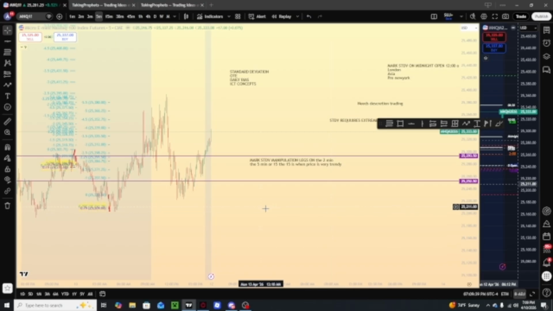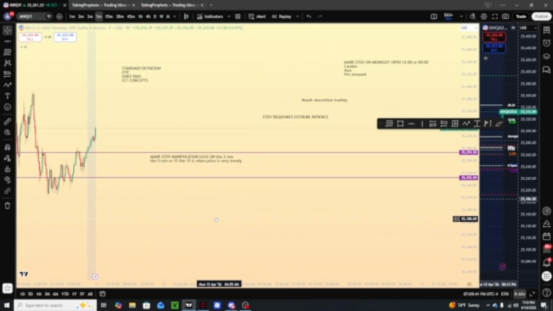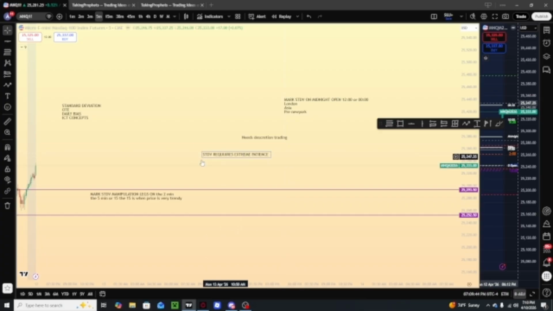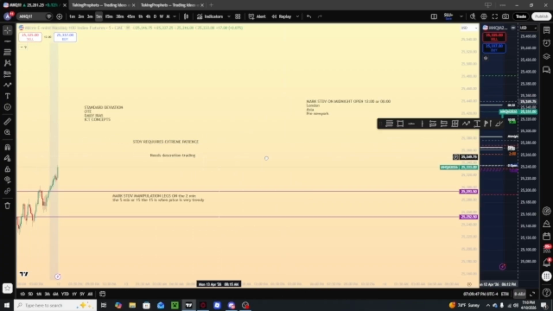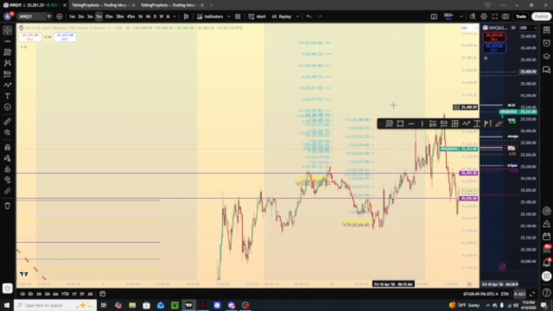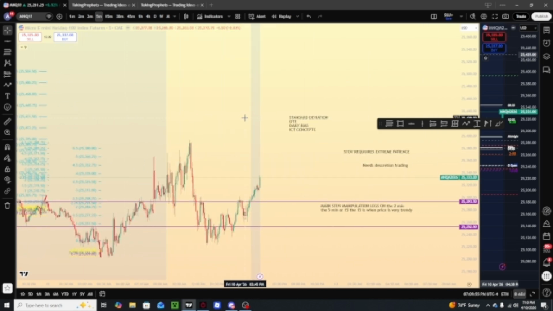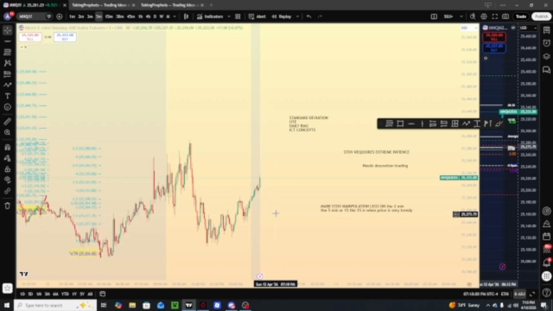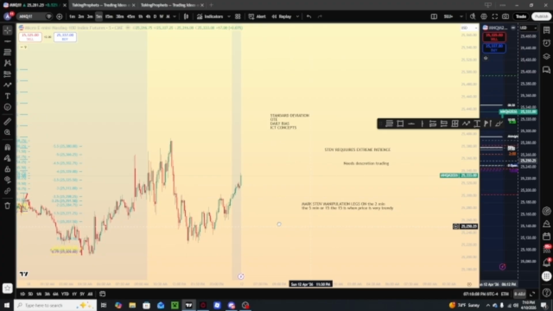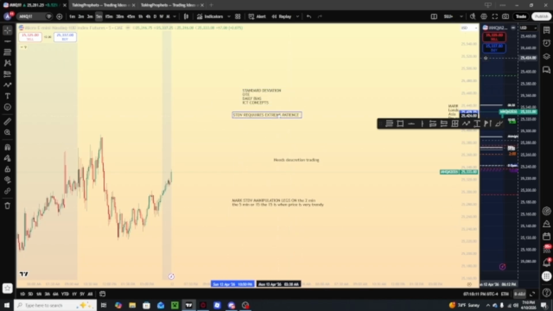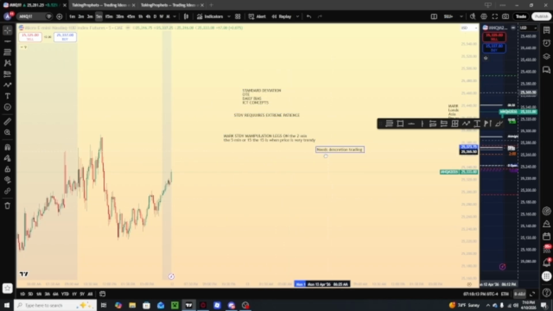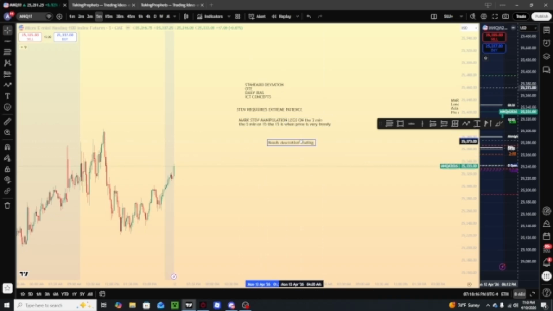Like I said, you do need a little bit of discretion. You do need extreme patience. So just because you see a bunch of levels, don't just take them willy-nilly. Line it up with PD arrays, like fair value gaps, order blocks, rejection blocks, whatever confluence you use, line it up. The more stacked it is, the better it is. That's it. The standard deviation is just very simple. It's a stacking game. Simple as that.